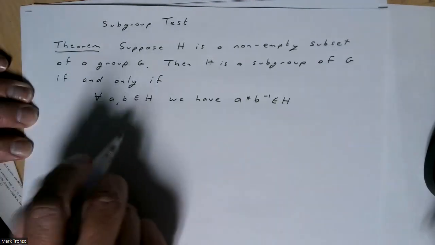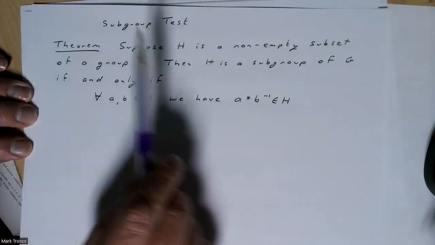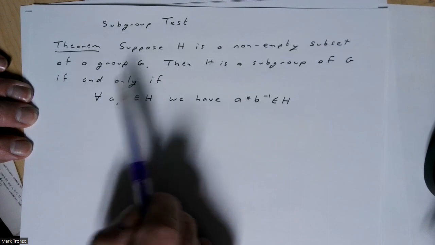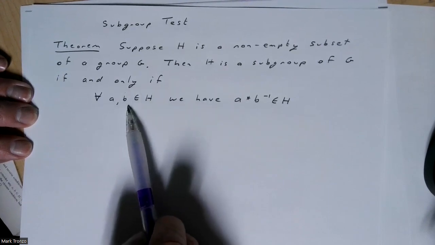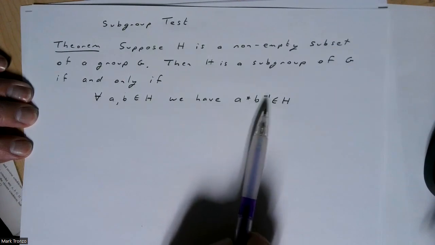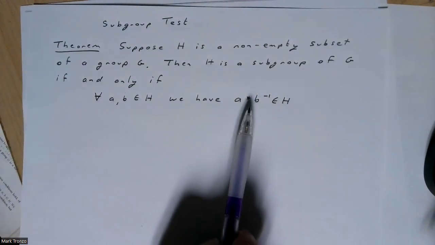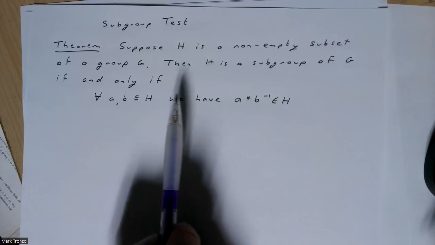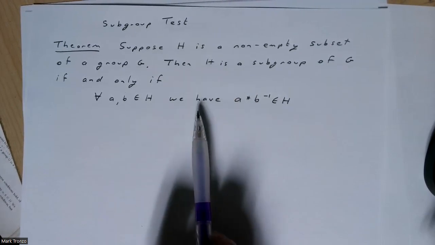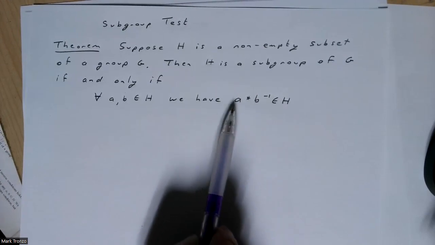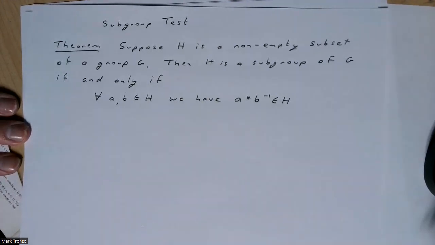And so again, what this is saying is if you have a subset H of a group G, then H is a subgroup if for every A and B in H, we have that A with binary operation B inverse is in H. And if this is true, then you'll have a subgroup. Now, the advantage of this is that if you know that something's a subset of a group, then you only need to do this simple test to prove that, in fact, your set H is a subgroup.